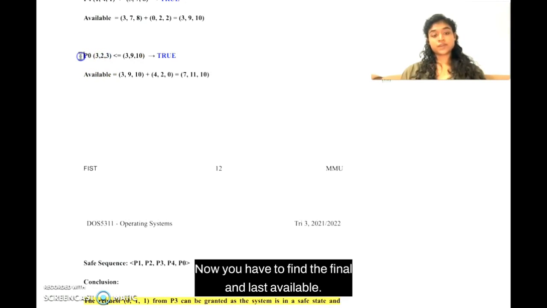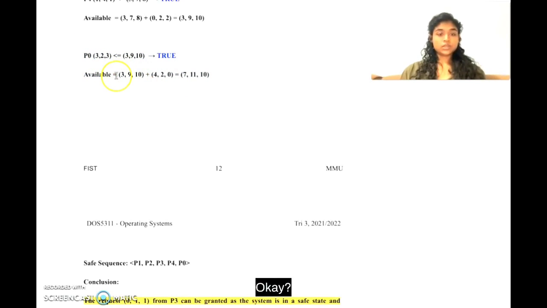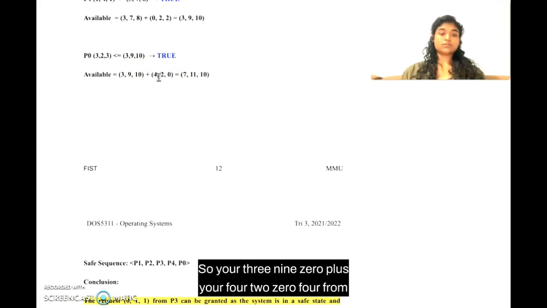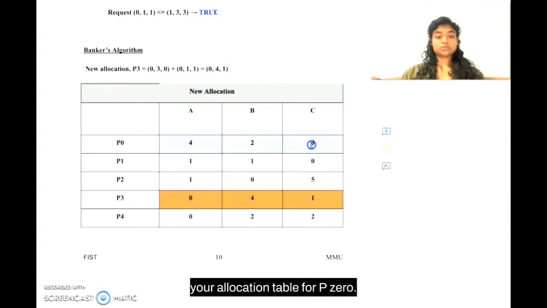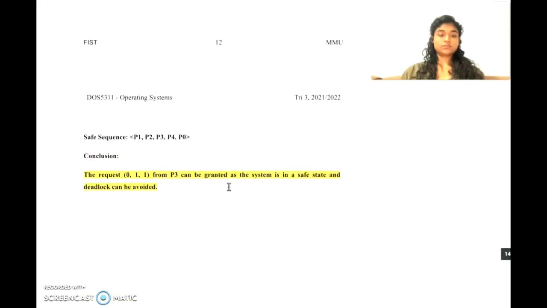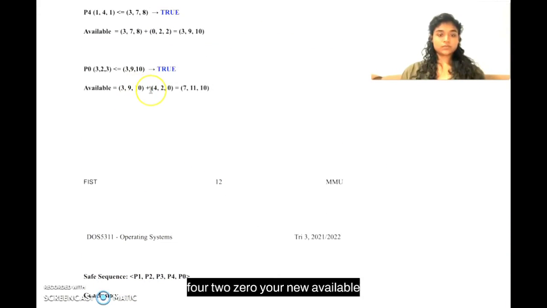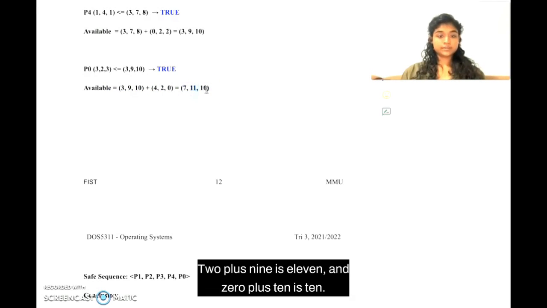Now you have to find the final and last available. So your 3, 9, 10 plus your 4, 2, 0 from your allocation table for P0. 4, 2, 0. Your new available. So 3 plus 4 is 7. 2 plus 9 is 11. And 0 plus 10 is 10.